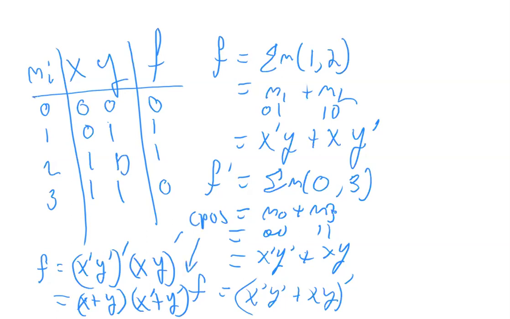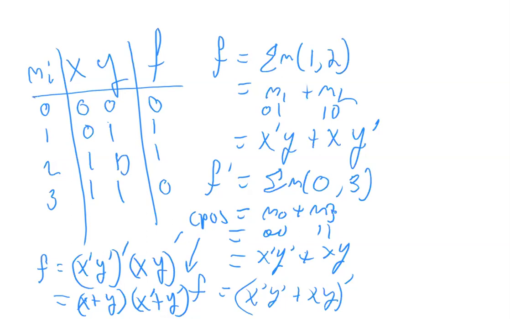And so we can get the canonical product of sums by starting with a canonical sum of products for f prime, writing it out, using De Morgan's theorem, and then proceeding to show the canonical product of sums algebraically. Now who's confused? I don't believe you. Somebody's confused. I'm confused. Oh, good. Okay. Now, where did I lose you?